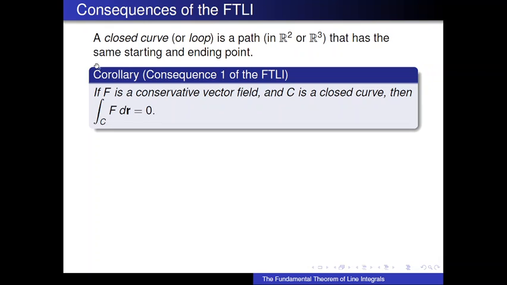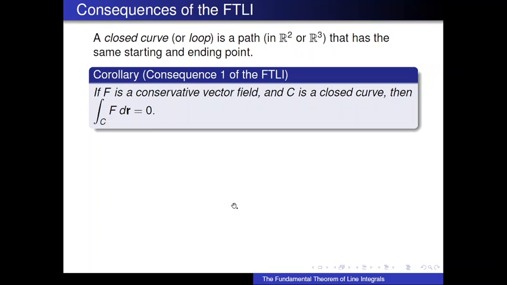And so one of our first consequences of the fundamental theorem of line integrals is that if big F is a conservative vector field and C is one of these closed curves, then the line integral of big F along C must be 0. Why?